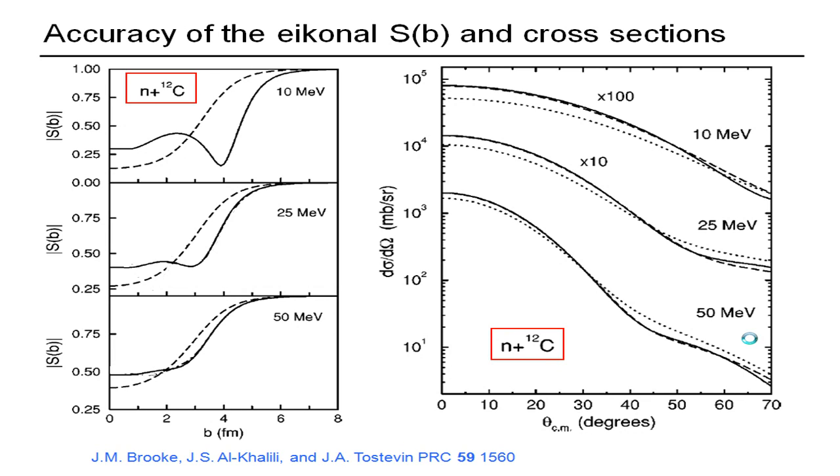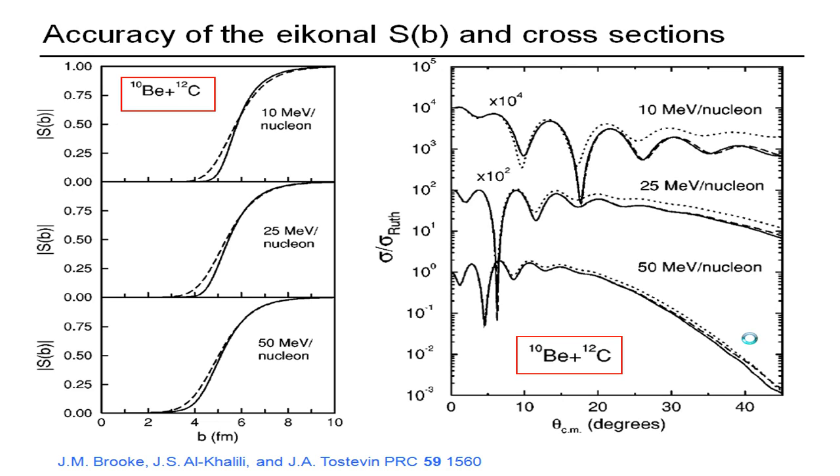Okay, now when you have a heavy particle, this is the same thing for beryllium-10 scattering from carbon-12, at 10 MeV per nucleon, 25 MeV per nucleon, and 50 MeV per nucleon. And this is the ratio to Rutherford elastic scattering on this side. Okay, and because this is a heavy ion with a much larger K, it does much better. Even at lower energies, it's already doing better than the light particle did. And you can see that the cross-section out to 15, 20 degrees is doing reasonably well by the time you get to 50 MeV per nucleon.